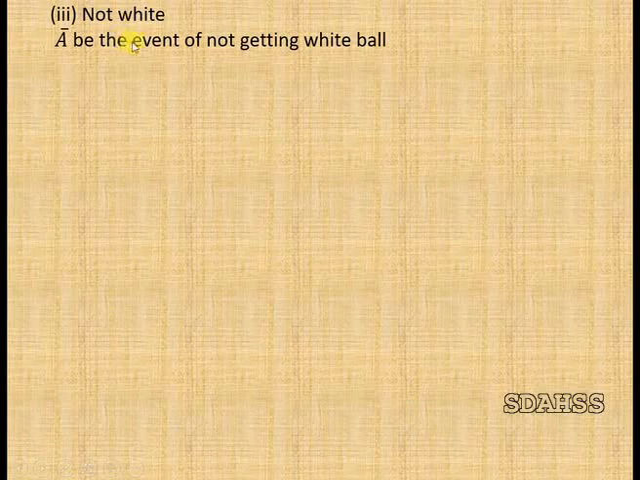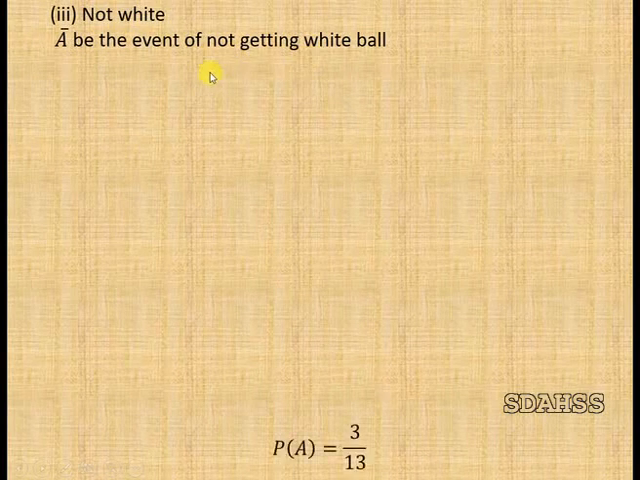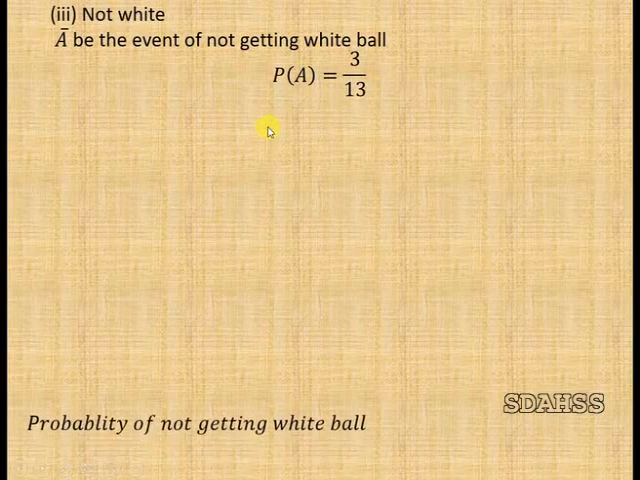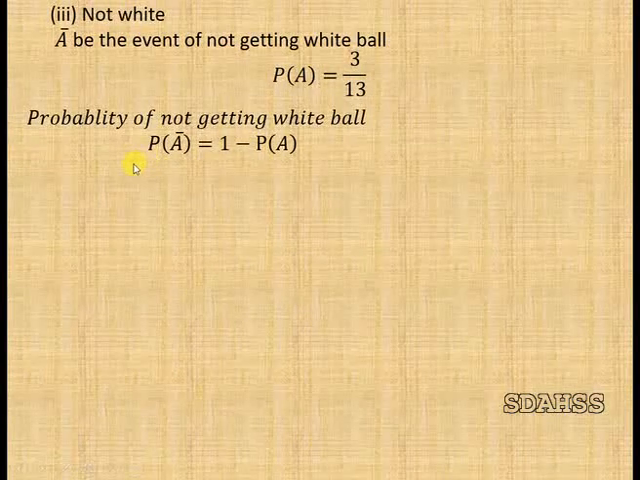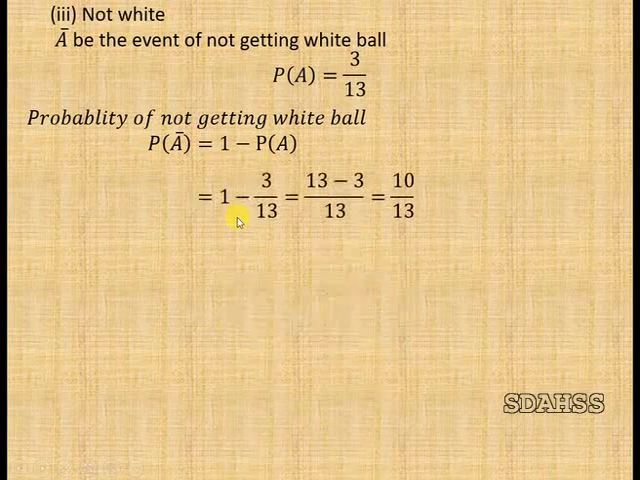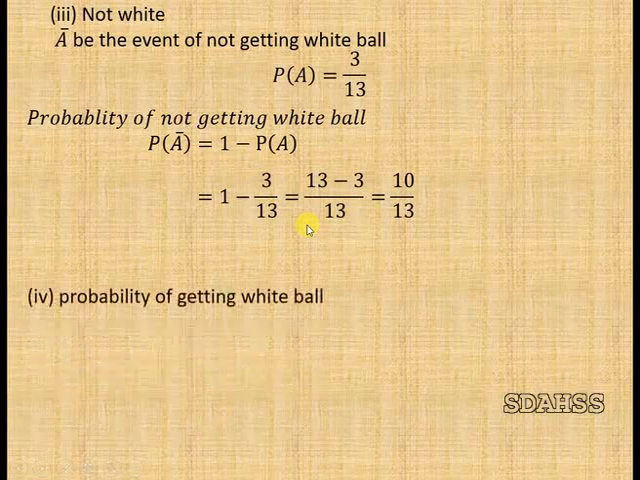Subdivision 3. Not white. We want to find the probability of getting a not white ball. Let A bar be the event of not getting a white ball. We know that P of A is equal to 3 by 13. P of A bar is equal to 1 minus P of A. Substitute the value, so you have 1 minus 3 by 13. 13 is the LCM. Cross multiply. 13 minus 3, 10 by 13.